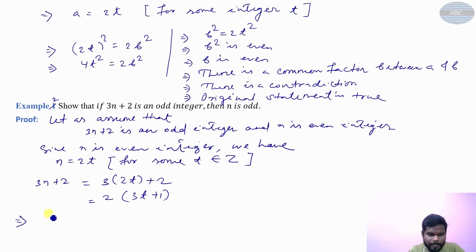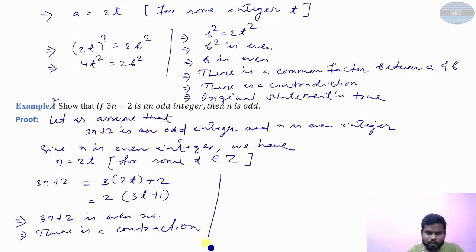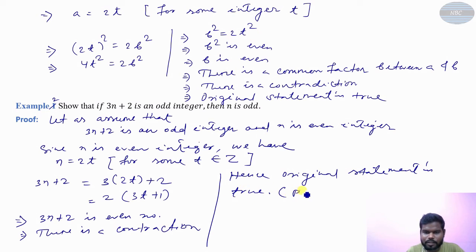Which implies 3n plus 2 is an even number. So this was the assumption, but there is a contradiction. 3n plus 2 is an odd integer, but what we are getting here is that 3n plus 2 is an even integer. Which implies there is a contradiction. Hence the original statement is true. So this one is proved. In this way you can prove by contradiction.